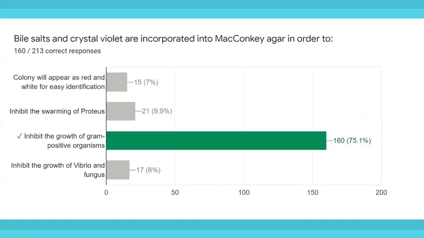Bile salts and crystal violet are incorporated into MacConkey agar in order to, letter C, inhibit the growth of gram-positive organisms. Bile salts and crystal violet are both inhibitors in the MacConkey agar.